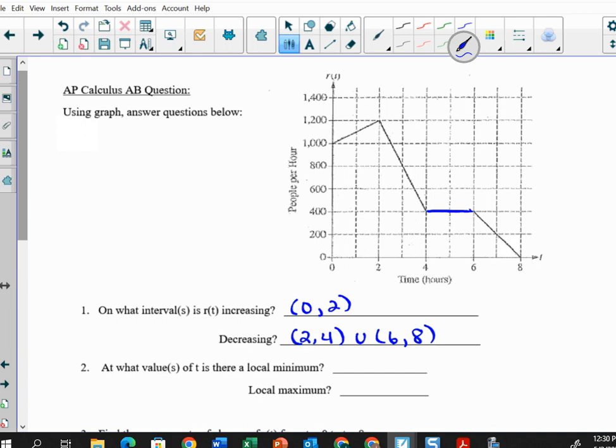What is it called when it's a horizontal line? It's not increasing, it's not decreasing, it's... Anybody remember? It starts with a C. Constant. Yeah, constant. So if you see something like that, where it just stays the same y value, that's called constant. Okay.